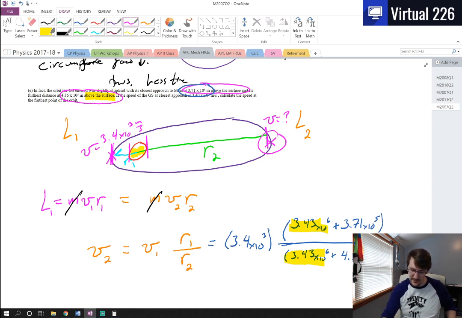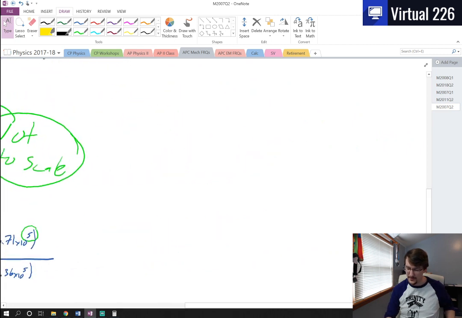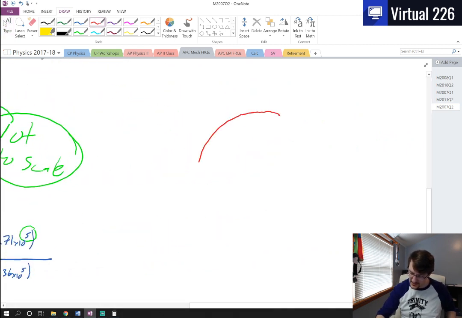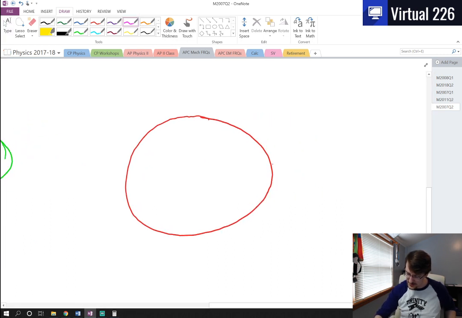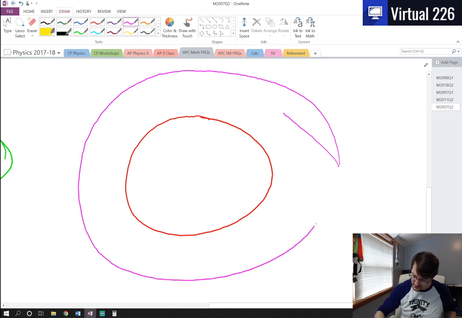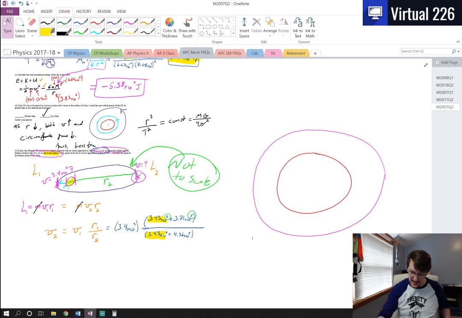This picture is very much not to scale. It's not to scale because these values are 10 to the fifth and the planet itself is 10 to the sixth. So maybe a better to-scale diagram would be like, here is the planet and these things are like here, and it's going something like that. That would be a slightly better picture, but whatever. It gets the message across. It's a conservation of angular momentum, and that's what's going on there.